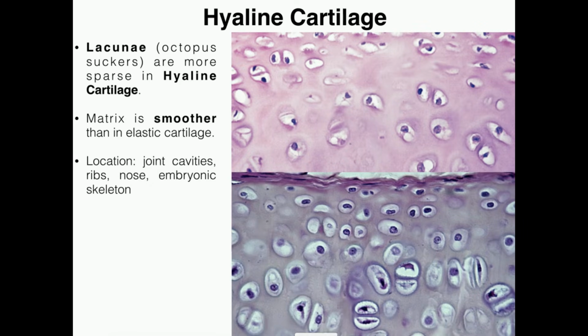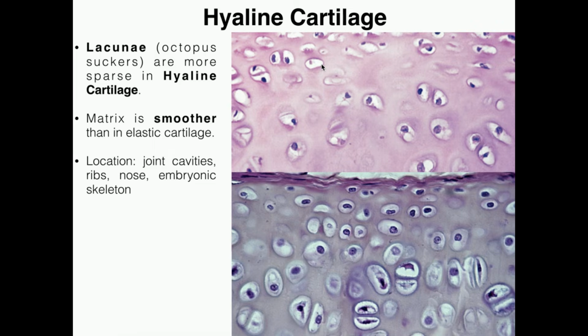In hyaline cartilage, we still have these octopus suckers. We have these lacunae, which you do need to be able to recognize, but notice that the matrix is a lot smoother. If you look outside of these, this looks like a much smoother matrix than it does in elastic cartilage. And that's sort of the giveaway that it's hyaline cartilage, all right? Also in hyaline cartilage, generally speaking, these lacunae are not as tightly packed together. They can be a little bit more sparse, but you should still easily be able to see them, all right?